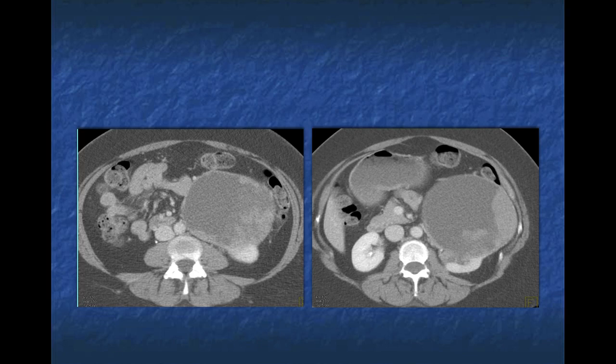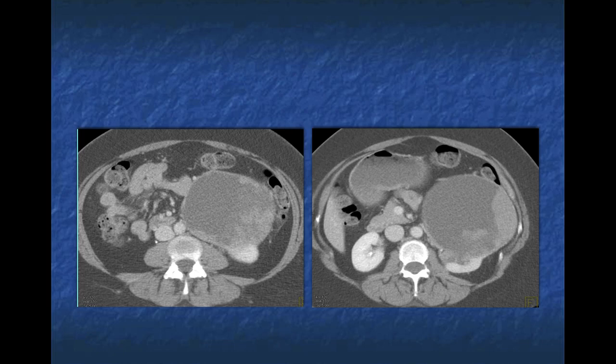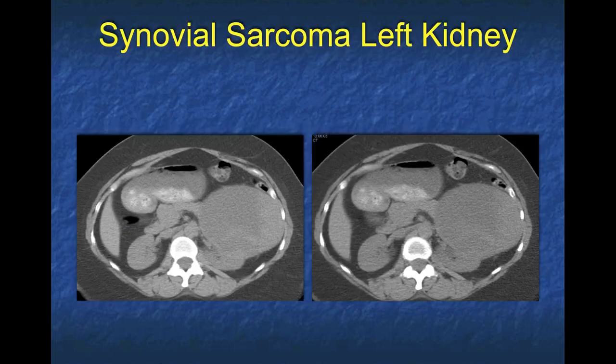Now, one of the things that we do see occasionally, but it is uncommon, is going to be things that come off the capsule of the kidney. That's exceedingly rare, but there are capsular tumors, there are sarcomas, and this was a synovial sarcoma of the left kidney. Now, I want to tell you that's a great diagnosis, and if someone's quizzing you and you see an exophytic mass, it's good to think of a capsular lesion.